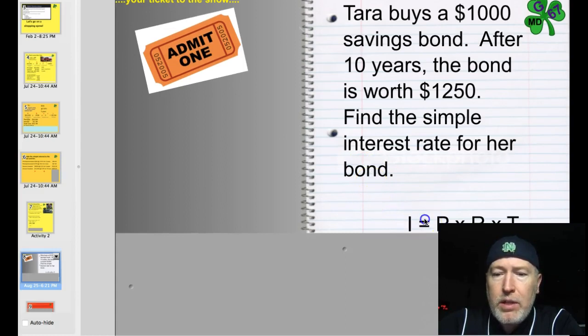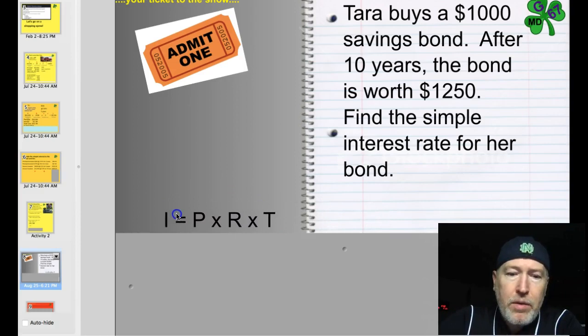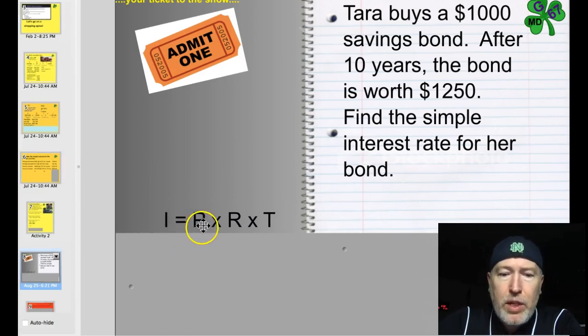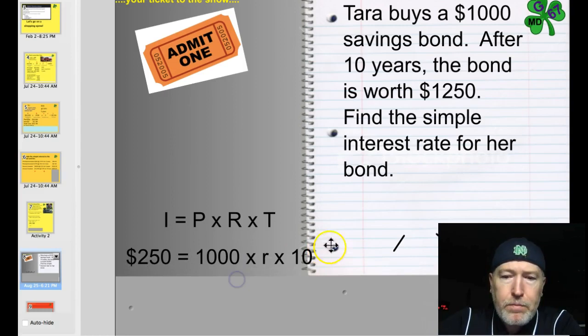So here is, I'm going to move this over here. Let's put it here. The interest is equal to the principal times the rate times the time. Does that help? You're going to have to subtract to find out how much interest she paid. All right, let me help you a little bit more. So if you take the $1,250 and you subtract the $1,000, you find out that she earned $250 in interest.